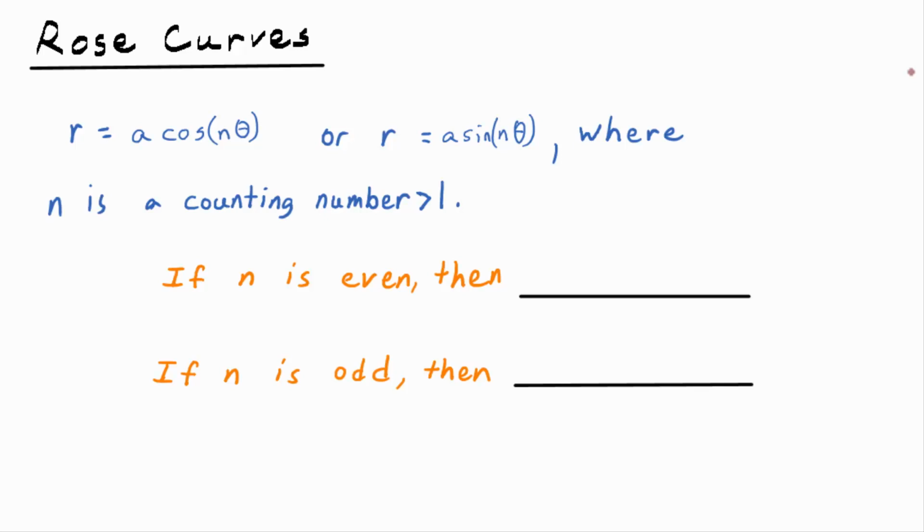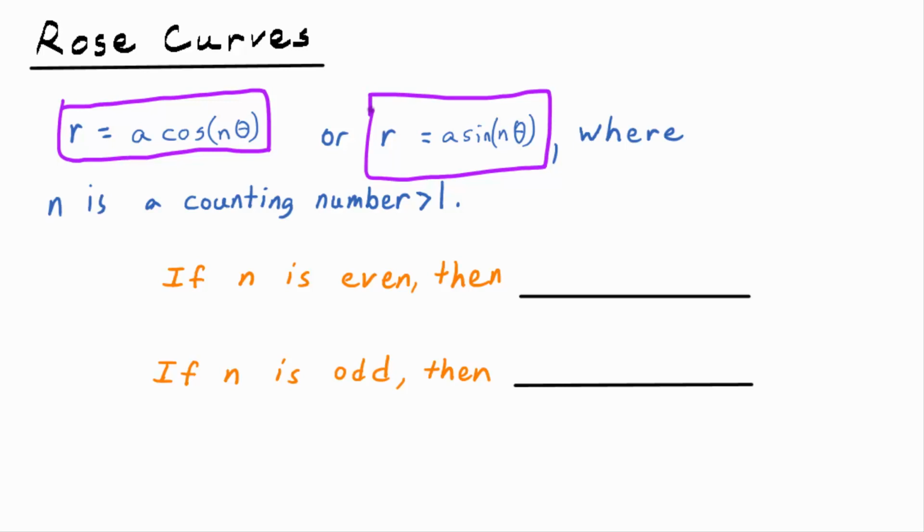So a rose curve has two different forms as well. Again, these are functions. R is a function of theta. So one form is R equals A cosine n times theta. Another form is R equals A sine of n times theta. And they look more like daisies than roses, but they have petals associated with them. N is a counting number, greater than 1.